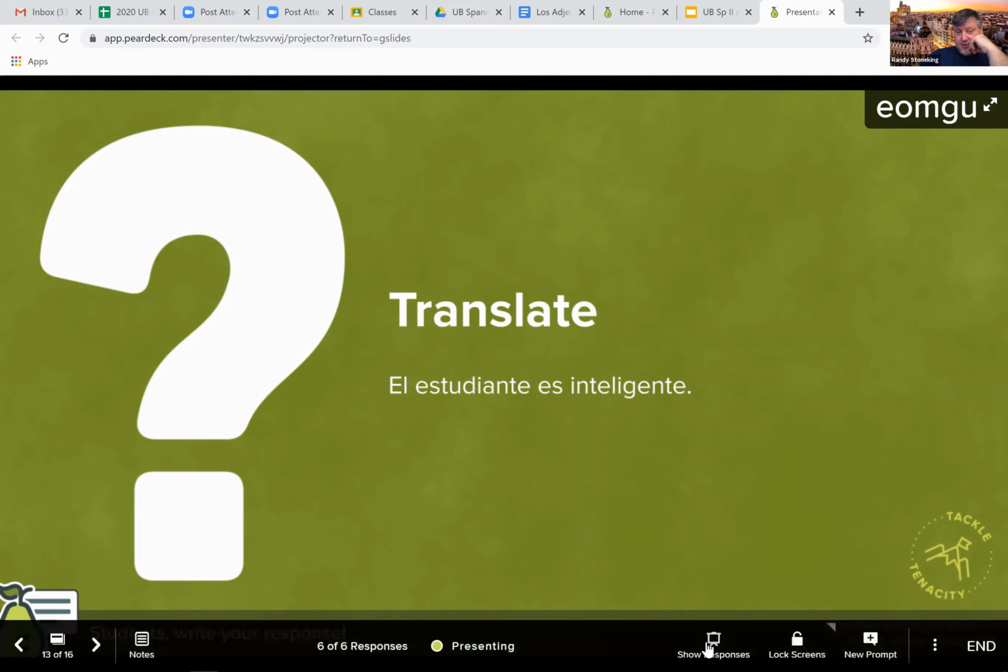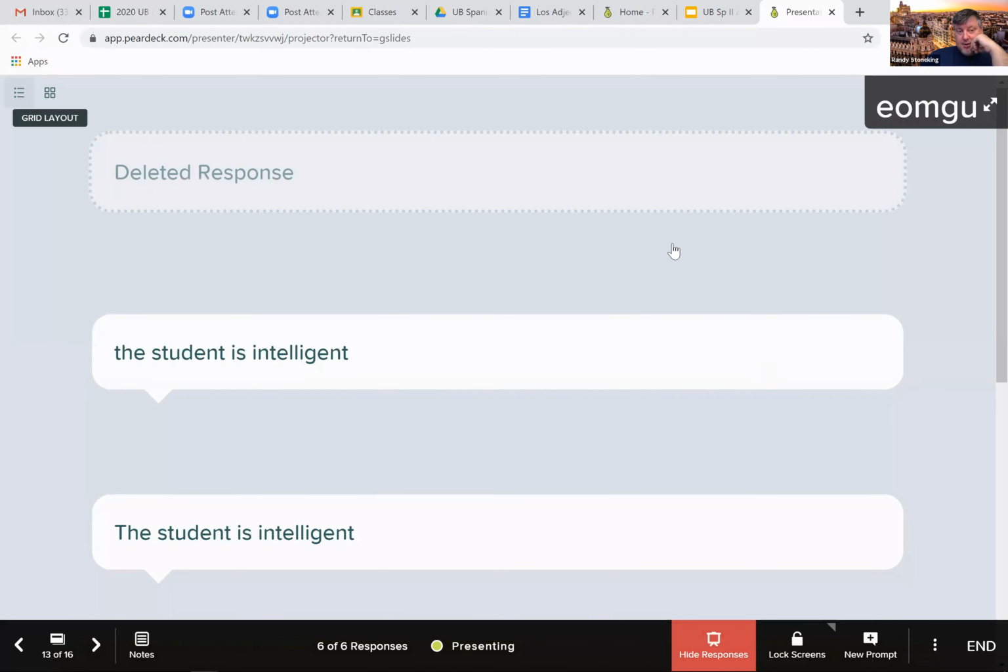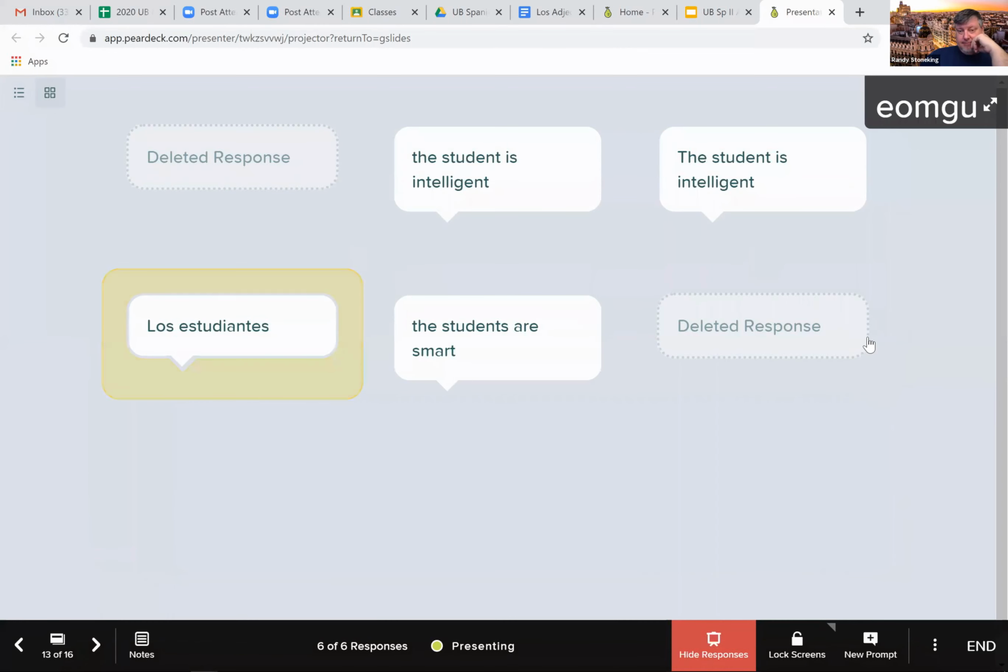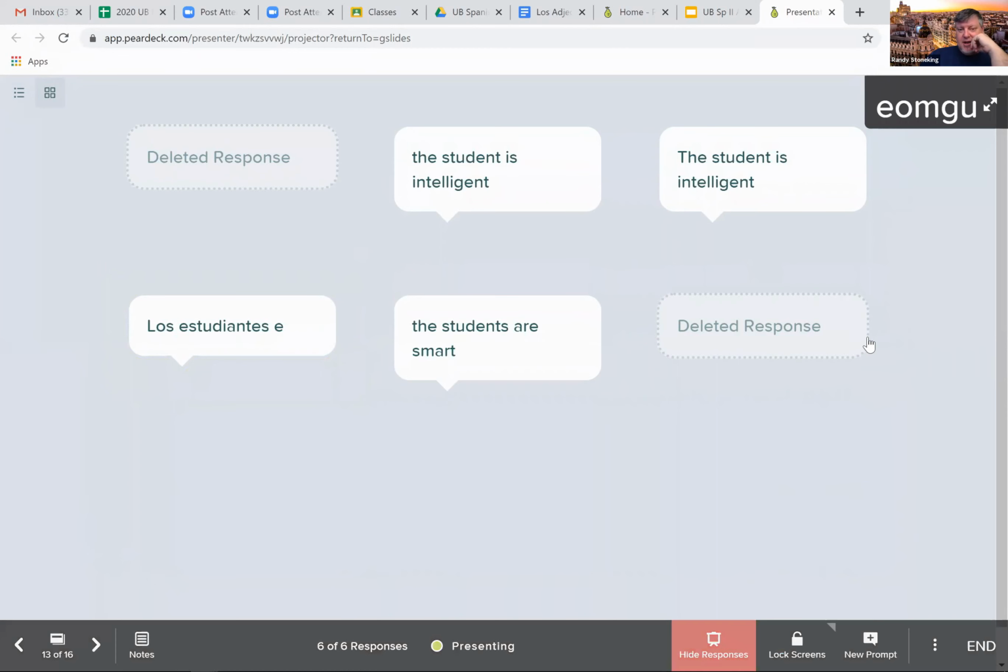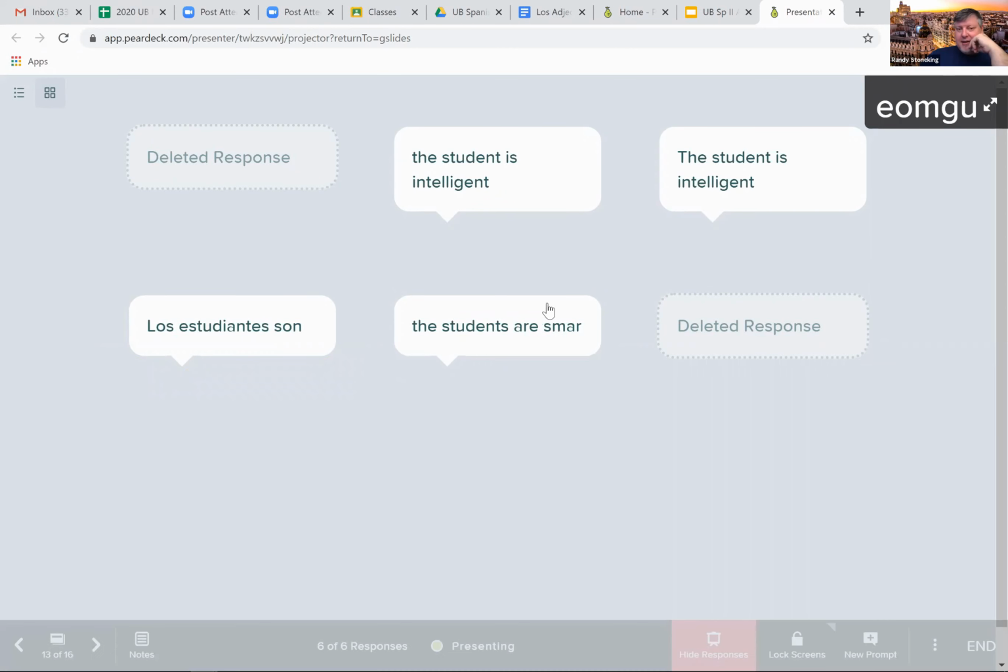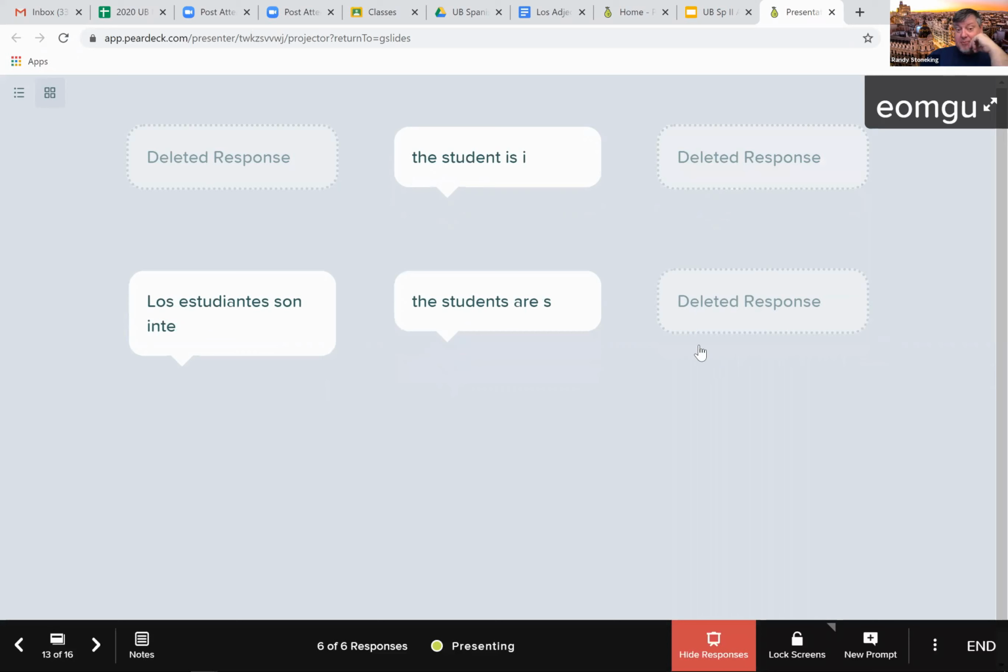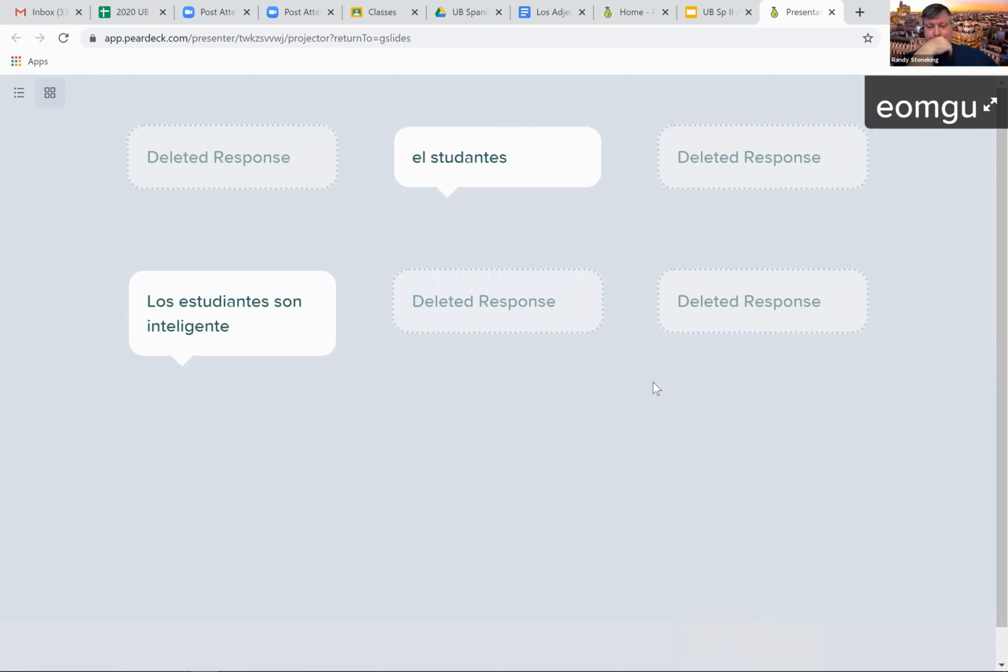I'm going to throw responses so you can kind of see what people are doing. So change the Spanish sentence. Don't write it in English. I don't want you to write it in English. I want you to change the Spanish sentence so that it talks about two students. What would we say? If you need a little help, look at what people are doing.